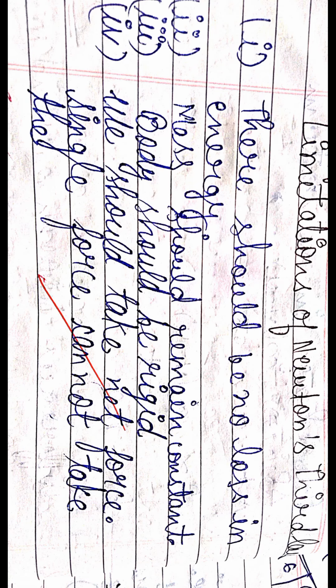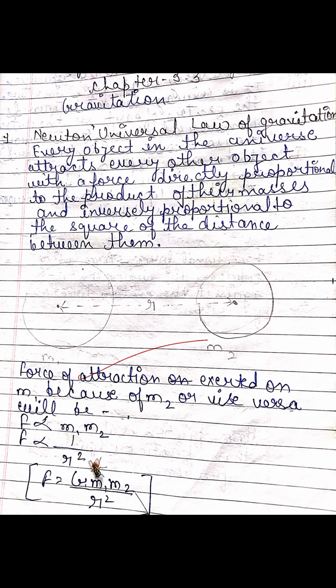Now Newton's third law of motion. It states that there is always an equal and opposite reaction for every action. Now some limitations of Newton's third law. First, there should be no loss in energy. Second, mass should remain constant. Third, body should be rigid. Fourth, we should take net force. Single force cannot take place.